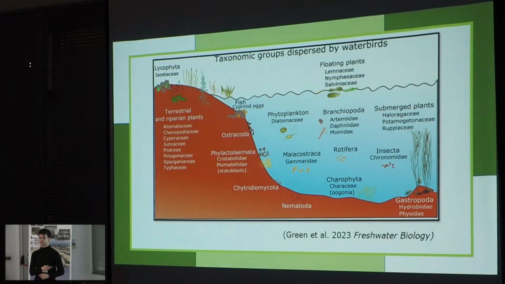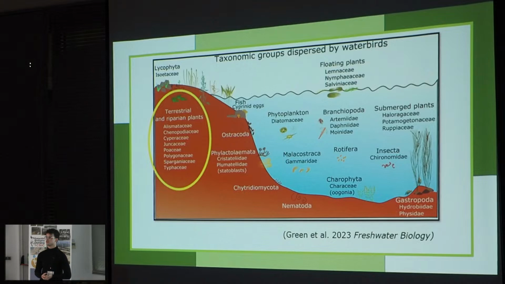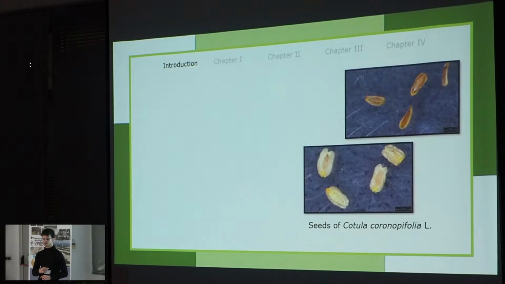In my case, for my thesis, I will focus on terrestrial plants. On terrestrial plants, an important amount of research has been focused on the role of birds as dispersers of species. These angiosperms that have fleshy fruit represent only 8% of the total species in Europe. So what's happening with the rest of them? How are they being dispersed?